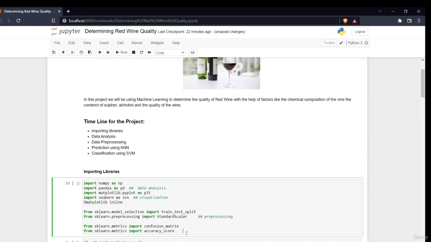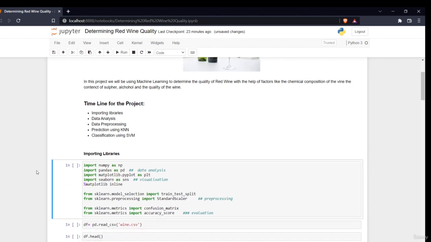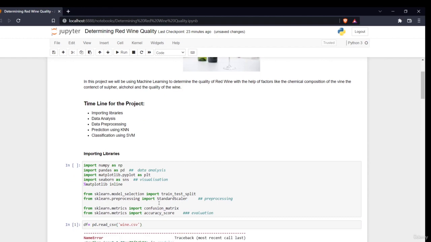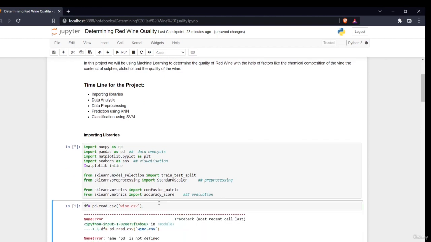Then finally we have something called confusion matrix and accuracy score. So this is for evaluation. There will be certain libraries for our models which we'll be importing at that time only. So now let us read our data set.